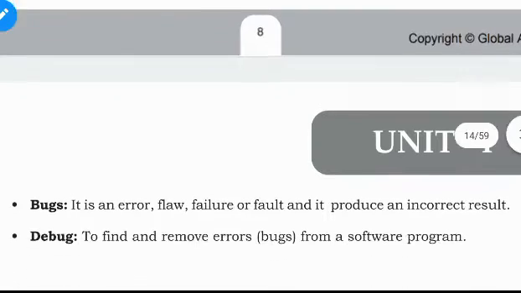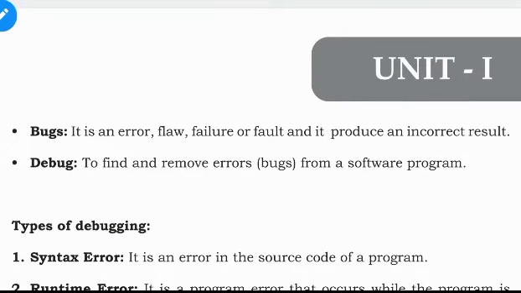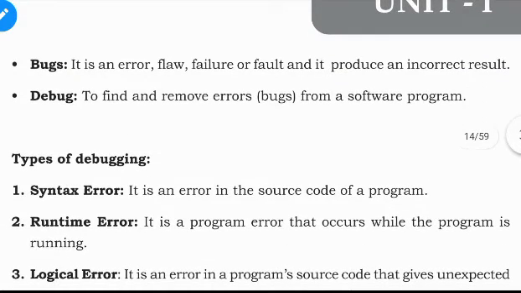Then bugs and debugs. Already I told you about bugs. What is meant by bugs? Error. As it is human nature, we will make some mistakes in coding the program, that is the error, flaw, failure or fault, and it produces incorrect results. So if the coding is not correct, usually it results in incorrect output. Then debug. So we have to correct that error, that is debugging. So bug is an error, debug is correcting the errors. So finding out where the error is first and removing it is called debugging.